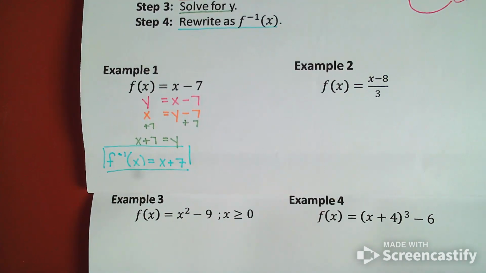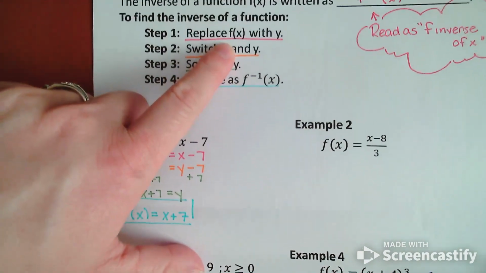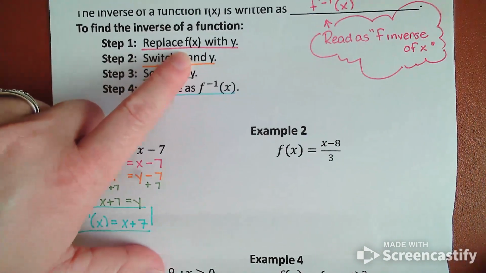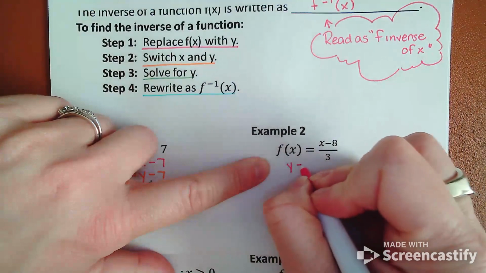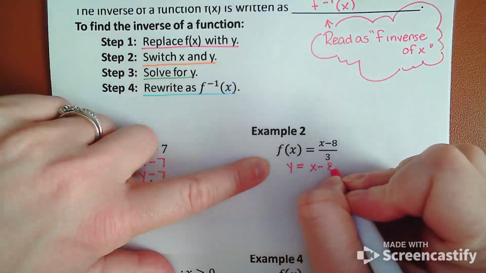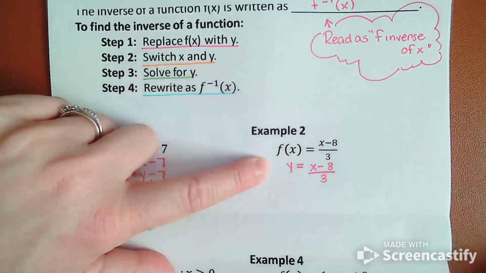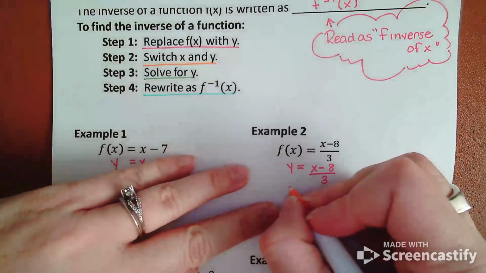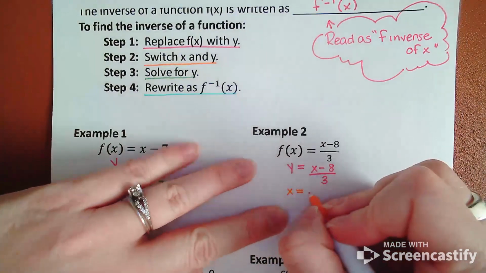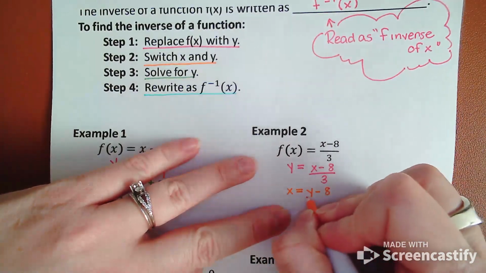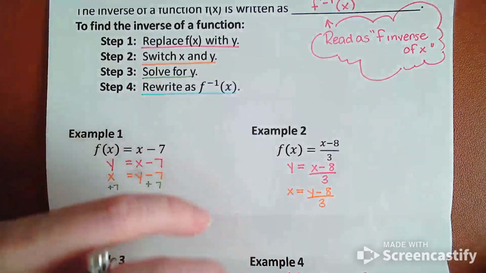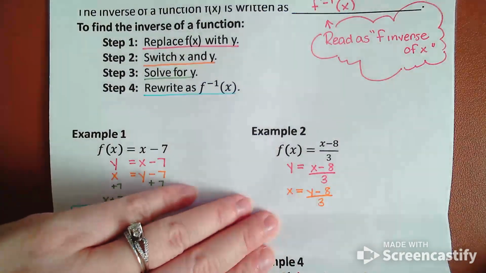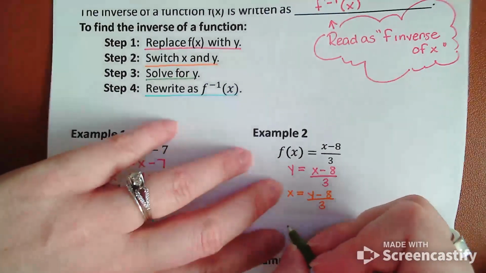Let's do another one. Let's do example number 2. All right, so we begin at the top. Step number 1, replace f of x with y. Step number 2, switch the x and y. Step number 3 is to go ahead and solve for y. How will I do that?